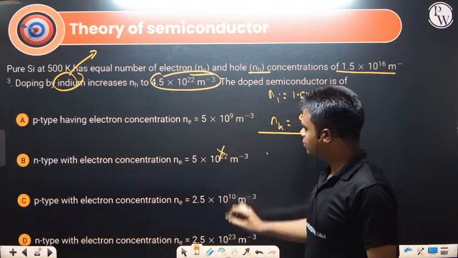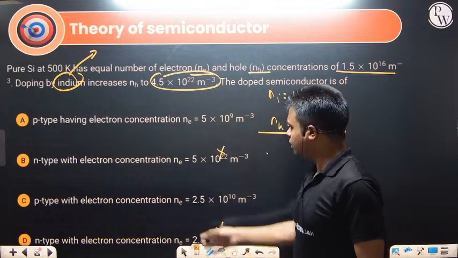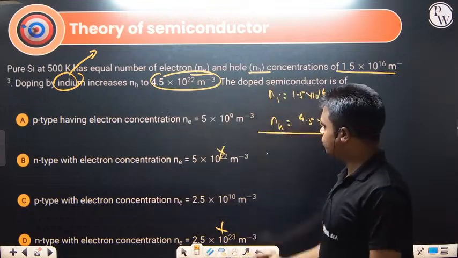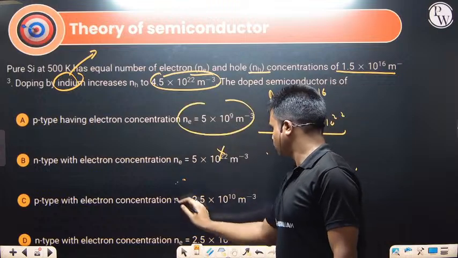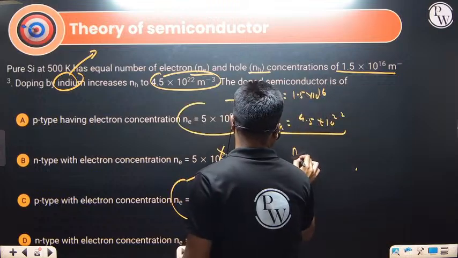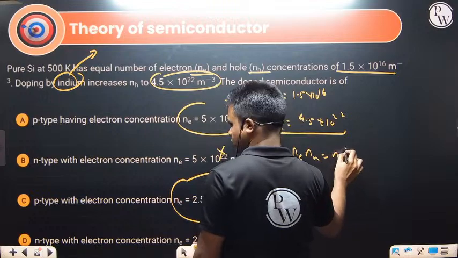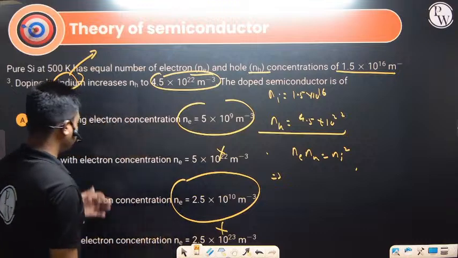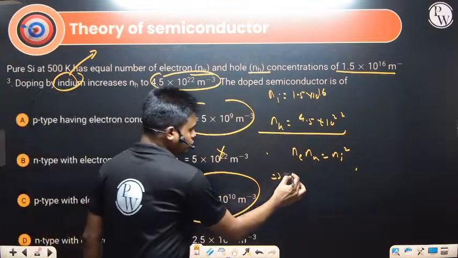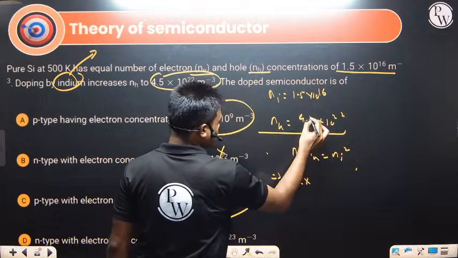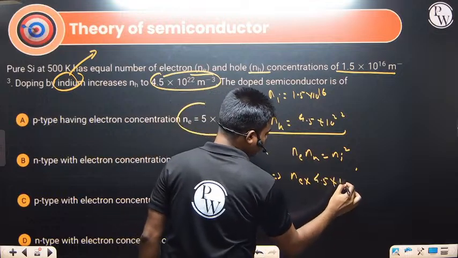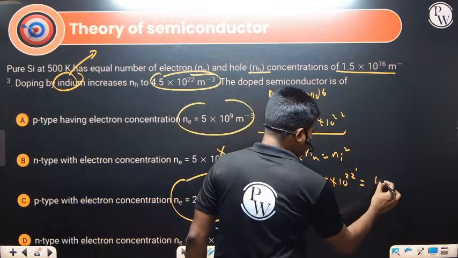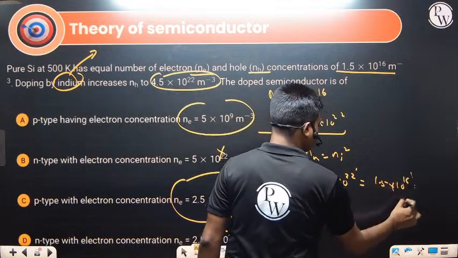So this n-type and this n-type are getting cancelled. Your options are either option 1 or option 3. So here we have to check which one is Ne. What is the formula? Ne multiplied by Nh is equal to Ni square. What is Ne? That is what we have to find. So Ne multiplied by Nh, where Nh is 4.5 into 10 power 22, is equal to Ni square. What is Ni square? This one: 1.5 into 10 power 16, whole square.